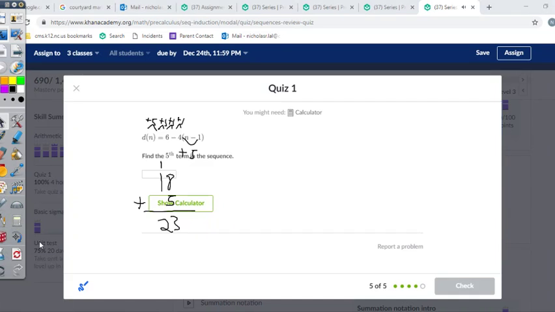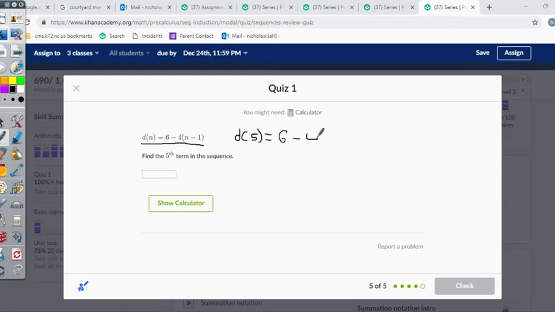Find the fifth term in the sequence. Well, we already have the explicit form, so to find D5, that's just going to be equal to 6 minus 4 times 5 minus 1. 4 times 5 minus 1 is 16, so it's 6 minus 16, which is going to equal negative 10.